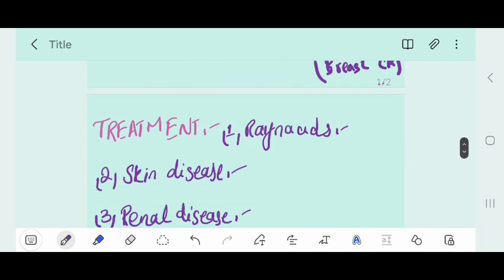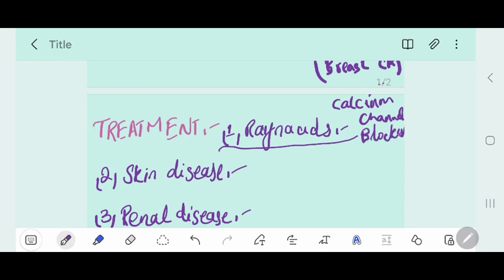Treatment. You cannot cure systemic sclerosis, but you can treat the manifestations that are seen with systemic sclerosis. For example, for Raynaud's, you will give calcium channel blockers, for example, nifedipine 30 mg tablet.